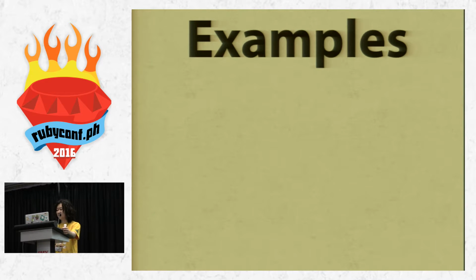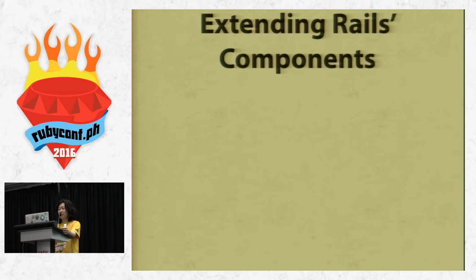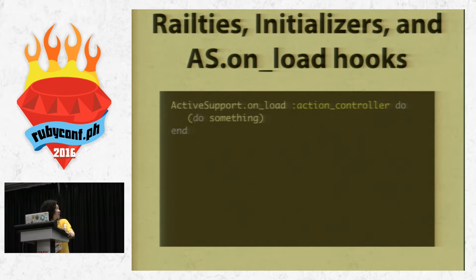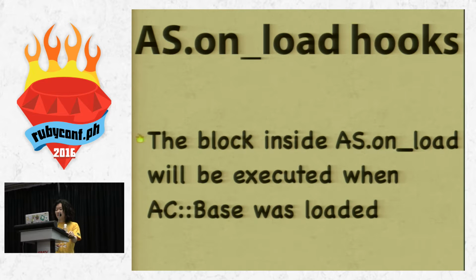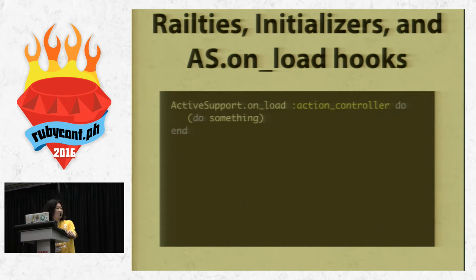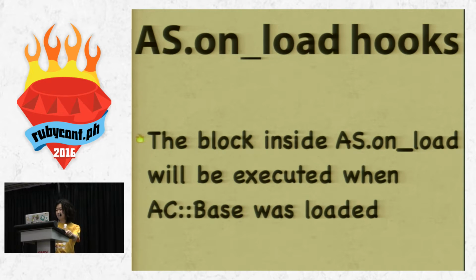I brought some examples. First example is how we extend Rails components like Active Record, Action Pack, Action Controller, Action View. This is how typically Rails plugins extend Rails core components. We use ActiveSupport on_load hook, and we do something inside the block. The block inside on_load will be executed when, in this case, ActionController::Base was loaded. Right? We use this for pretty much all kinds of Rails extensions. So you can see this everywhere.